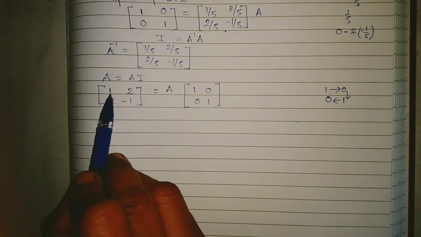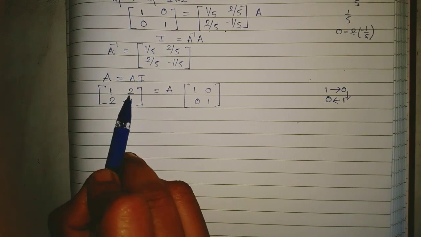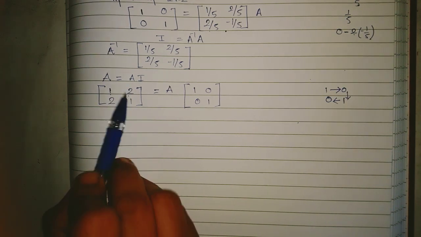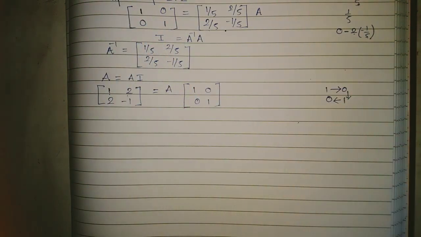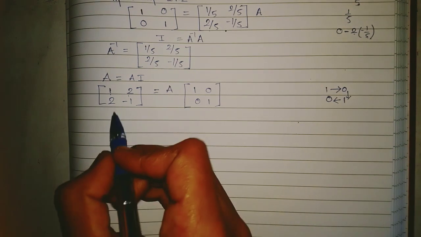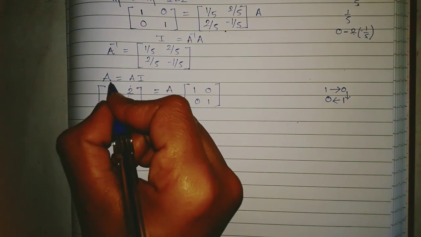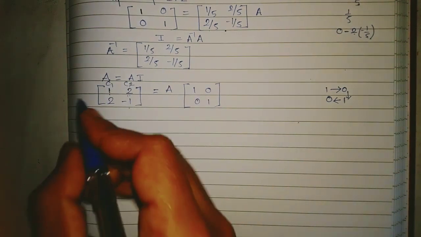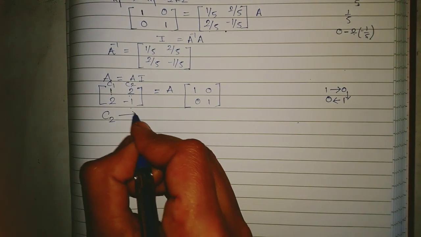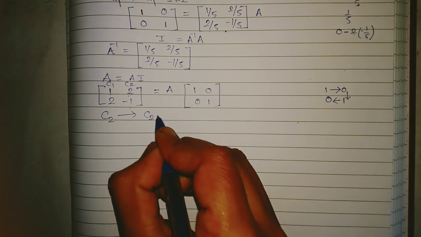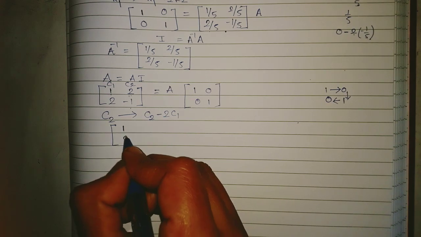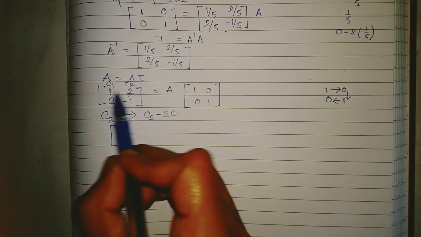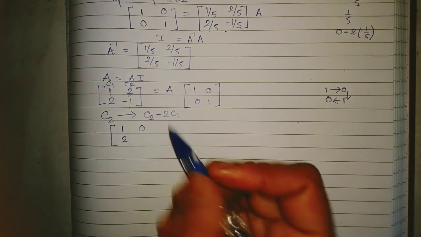Here 1 is already there. You have to make this 0. So for row we have taken R2 minus 2 R1, like that. Here you have to take column, that is C2 minus 2 C1. So we are changing C2, right? This is your C1, this is your C2. So we are changing C2. So C2 minus 2 C1. So this will be 1, C1 remains the same. C2 minus 2 C1 is 0.